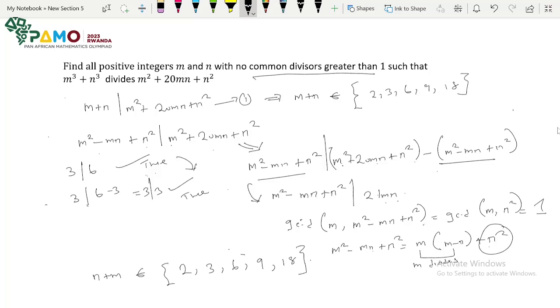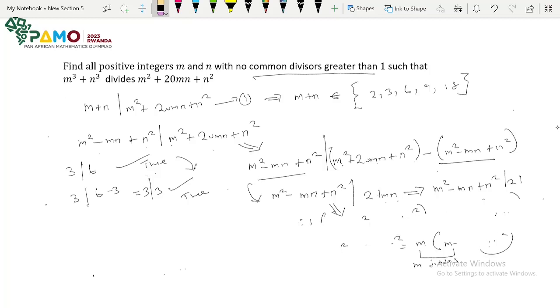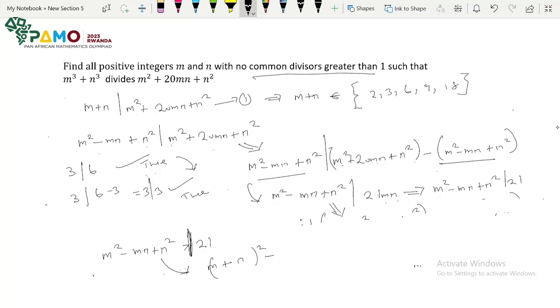So if I use this combined with the GCD arguments, then I'll have that m squared minus mn plus n squared has to divide 21. So that's what we have so far. And this means that we can write this as m plus n all squared minus 3mn has to divide 21, right? So far so good.